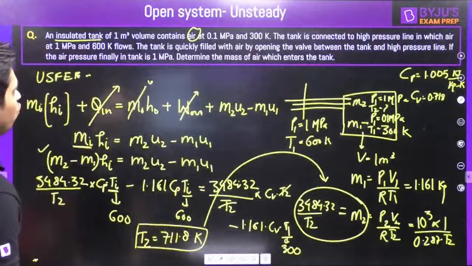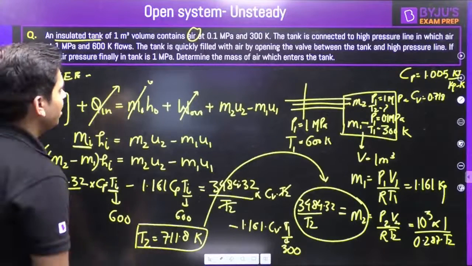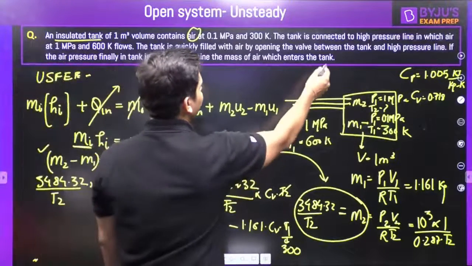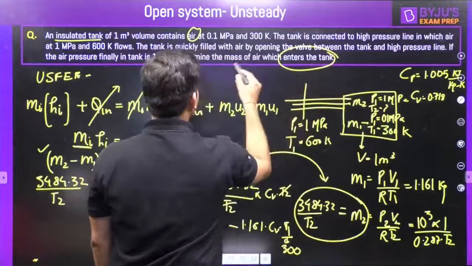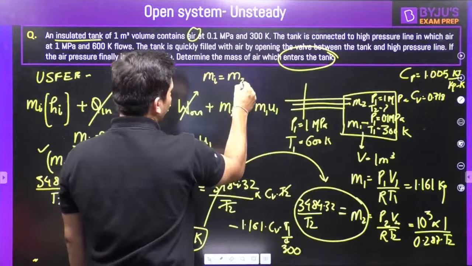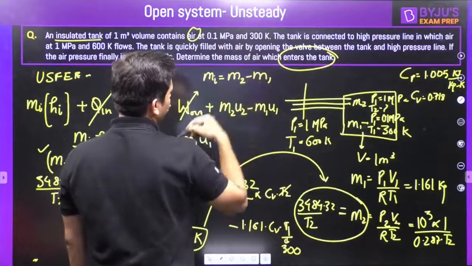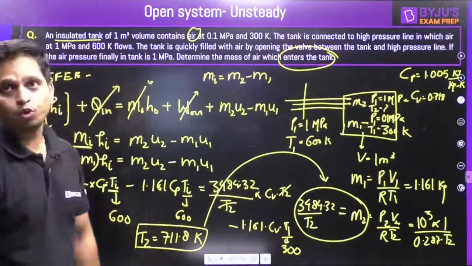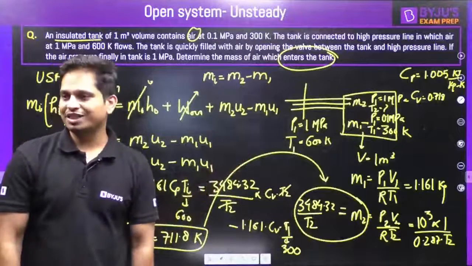Then you can put it here and calculate M2. Now determine the mass of air which entered the tank. How much mass entered the tank is Mi equal to M2 minus M1. Now you know M1, you know M2. You can calculate how much mass entered.